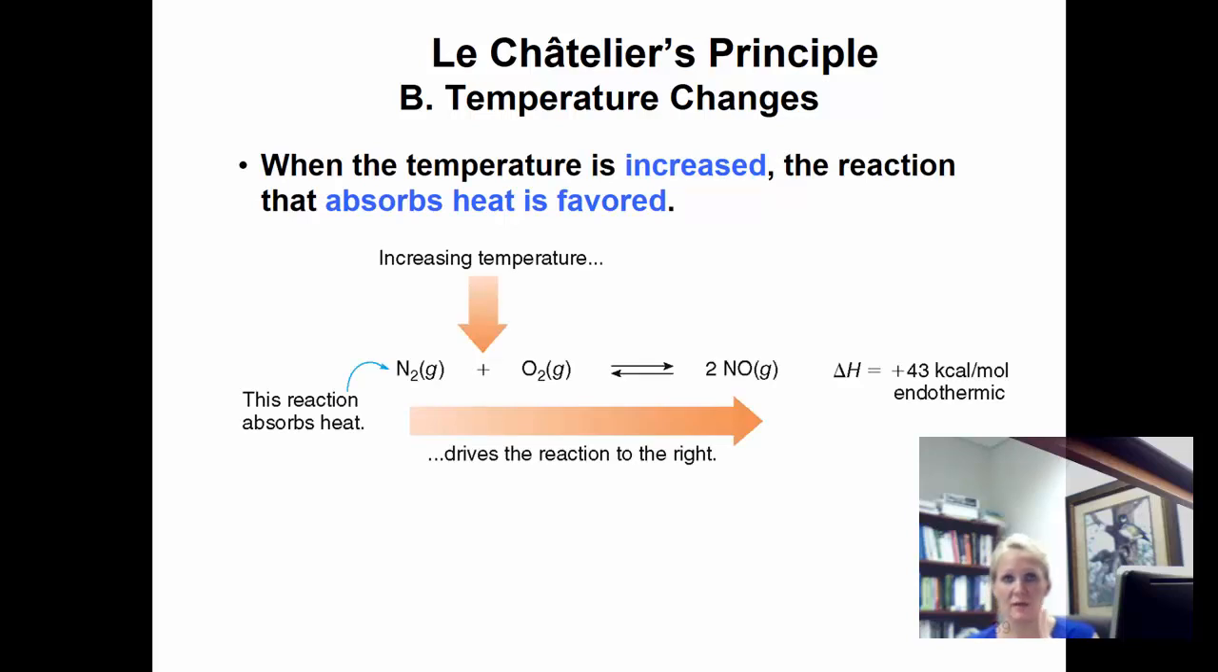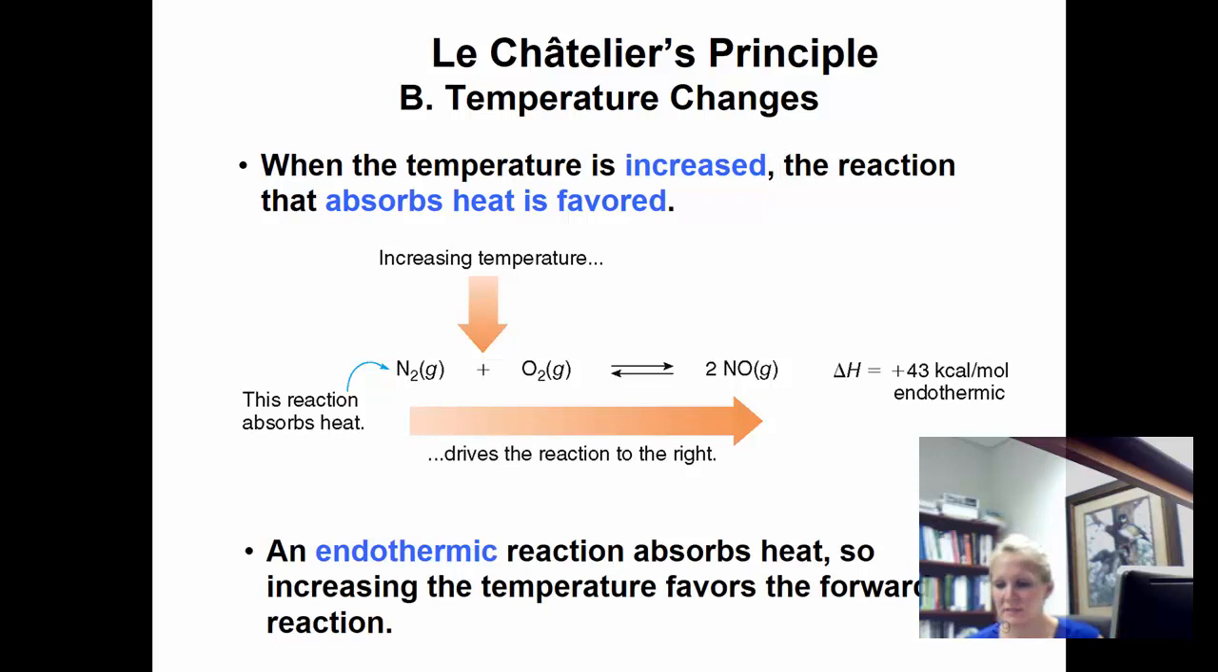Concentration is one way that we can disturb equilibrium. We can also use temperature. This can also be used to the advantage of a chemist, to change temperature, and it works the same way. You've got to know whether the reaction is endothermic or exothermic.